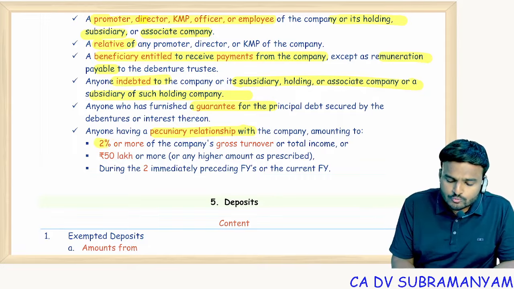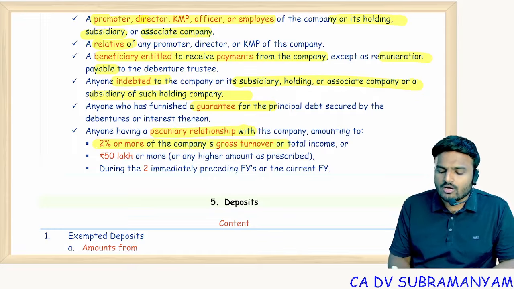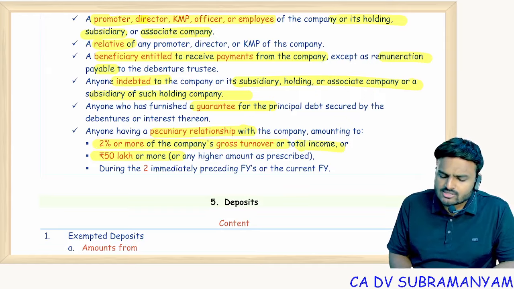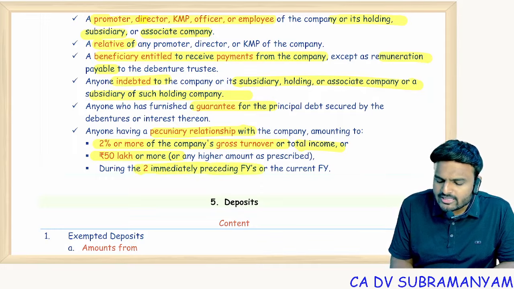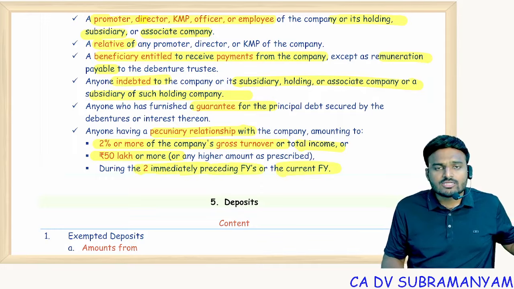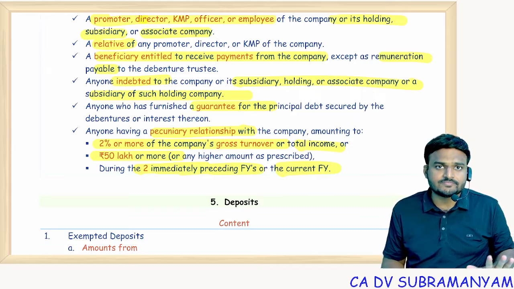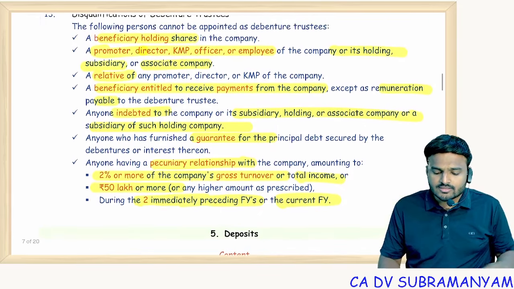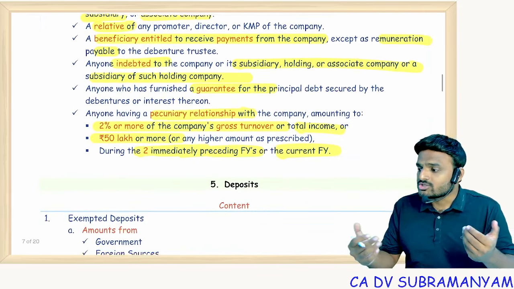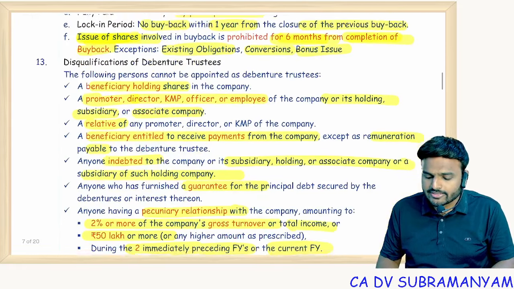If it is 2% or more of the company's turnover or total income, or 50 lakhs or more, during the 2 immediately preceding financial years or the current financial year, then the person will be disqualified. Clear, everyone? With this, the share capital topic is also completed.